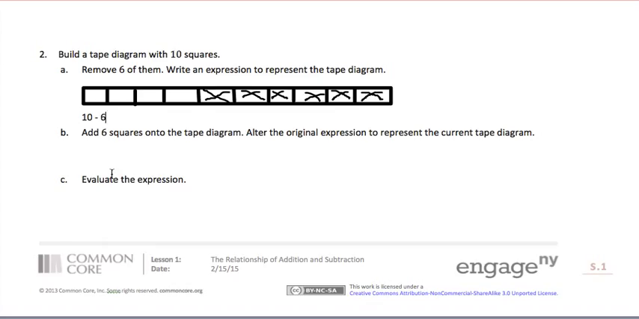And then if we were to add 6 squares onto the tape diagram, our expression would be 10 minus 6 plus 6. And if we add them back on, we would have these 4, and if we added 6 more onto that, we would have another 6. And that would mean that 10 minus 6 plus 6 equals 10, the number that we started with.